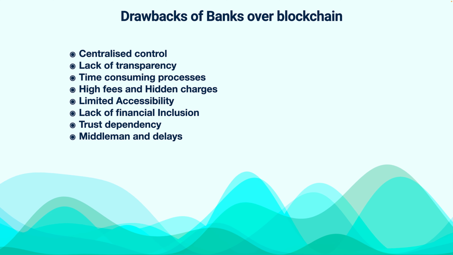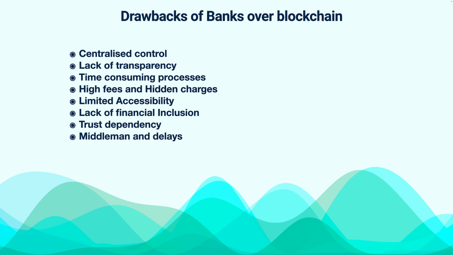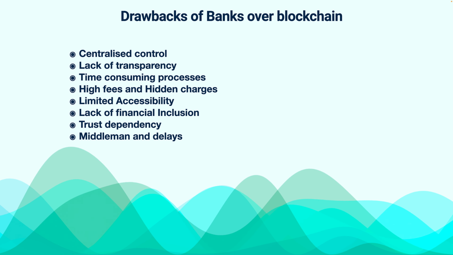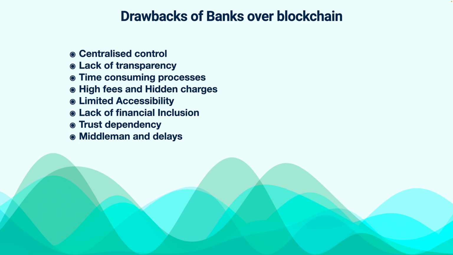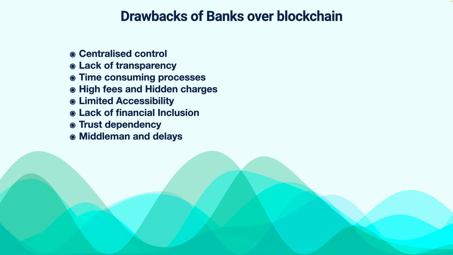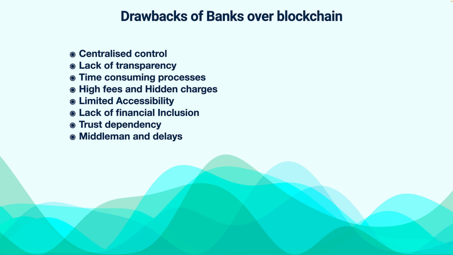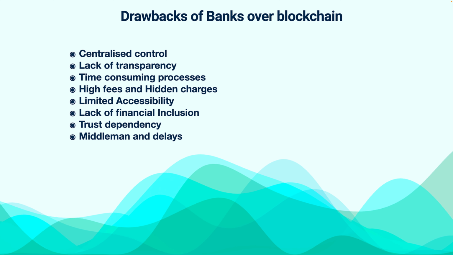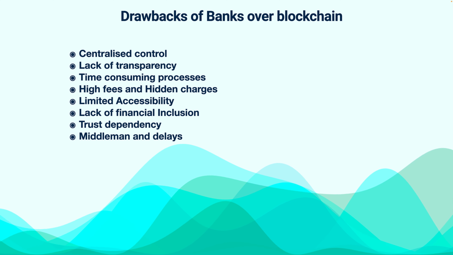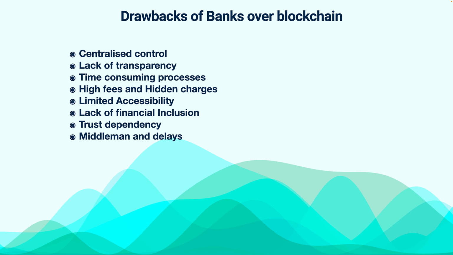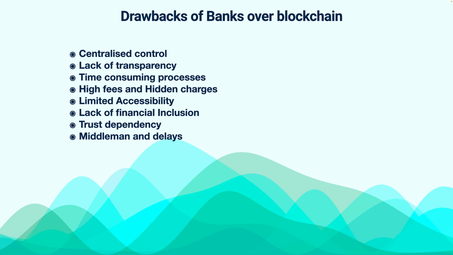Centralized control. Banks operate under a centralized control model where a centralized authority such as the bank itself or a regulator body has significant control over financial transactions and the bank customers' data. This centralization can introduce a single point of failure and vulnerability to security breaches and other sorts of system failures.